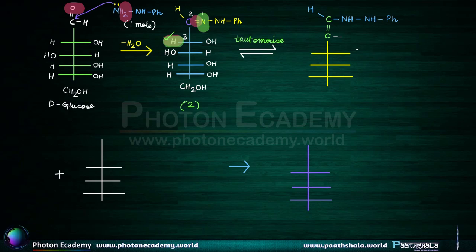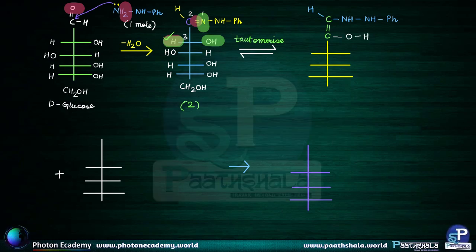The rest of the molecule looks exactly the same again. This carbon had an OH group attached. This particular OH remains intact in its position, and the rest of the atoms remain intact in their places, where they were before.